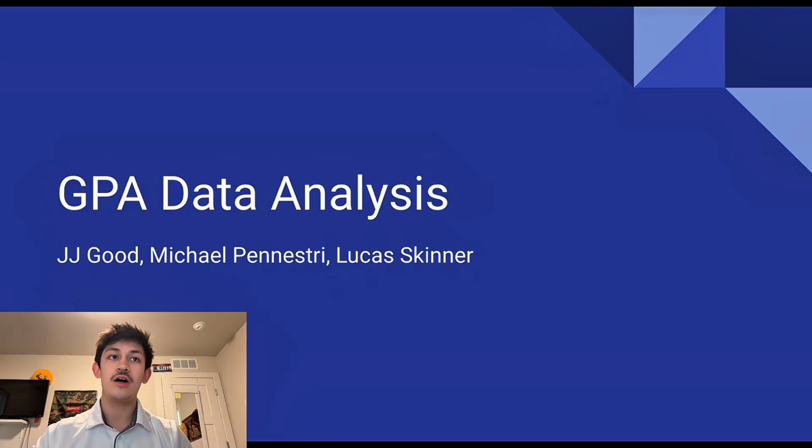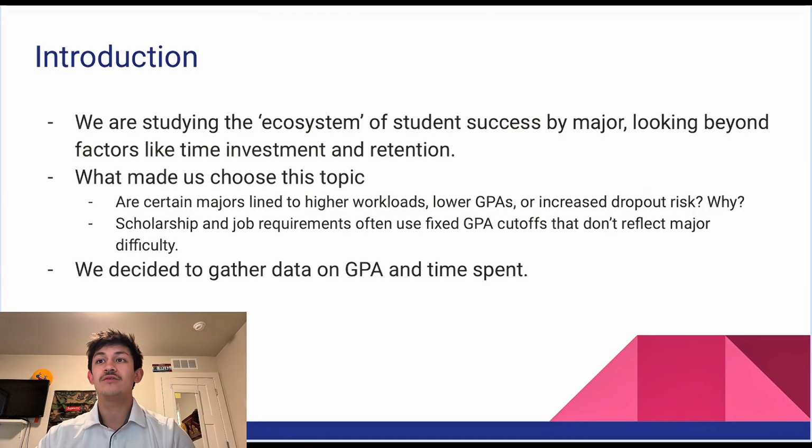This is GPA data analysis, our project that we worked on in MATLAB. So here's an introduction. We are studying the ecosystem of student successes by major, looking beyond factors like time investment and retention. What made us choose this topic? Certain majors are aligned to higher workloads, lower GPAs, or increased dropout risks. Why? And then scholarship and job requirements often use fixed GPA cutoffs that don't reflect major difficulty.